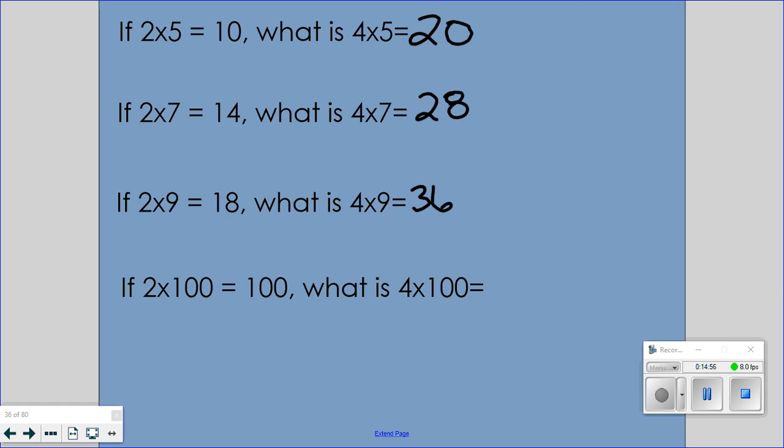2 times 100? Oh, 2 times 100 is not 100. Just kidding, it's 200. So what is 4 times 100? Oh, 4 groups of 100. Yep. Deegan? 400.